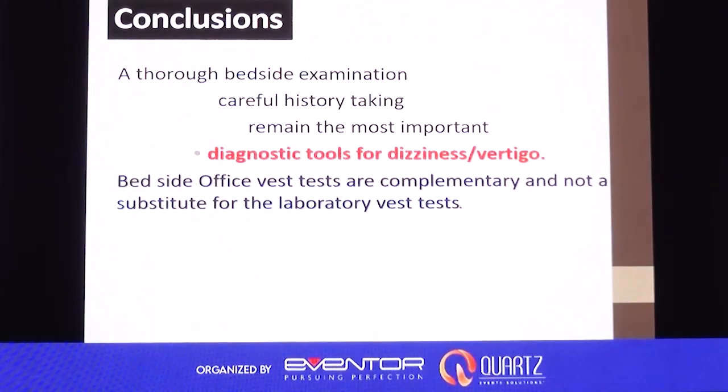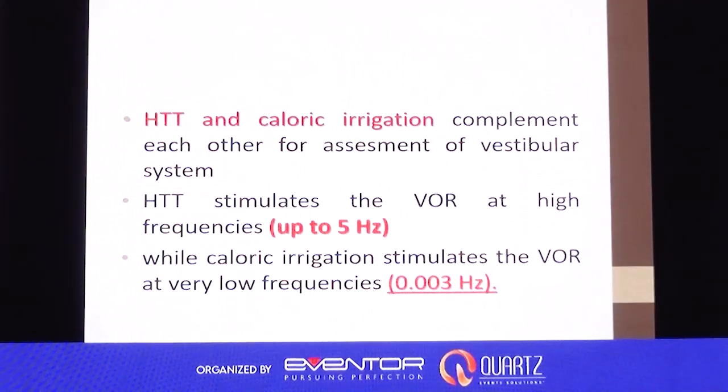To conclude, a crucial aspect in the management of these patients is differentiating central from peripheral vestibular disorders. A thorough bedside examination and careful history taking remain the most important diagnostic tools for dizziness and vertigo. The bedside office tests are complementary, not a substitute for laboratory tests. For example, the head impulse or head thrust test and the caloric irrigation, as Dr. Ahmed Khater mentioned, will complement each other for assessment of the vestibular system.